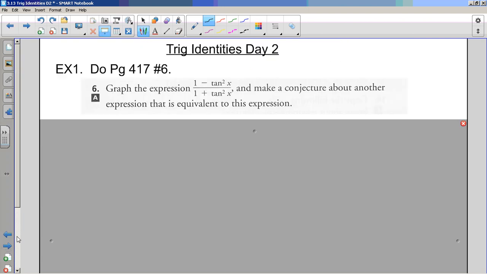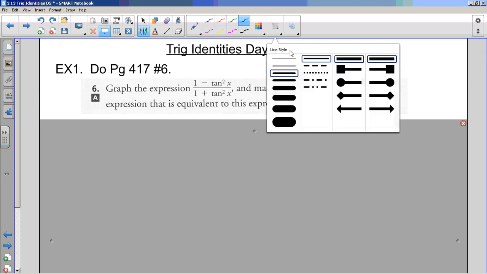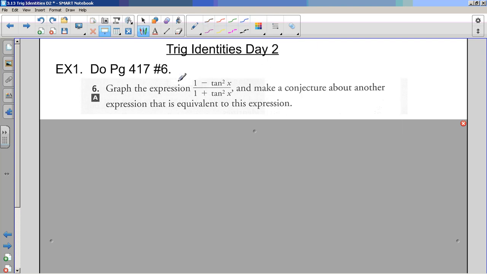The thing that we're doing today, trig identities day 2, same expectations, no new expectations. The example here is just to do one from the textbook. 417, number 6. They're calling it an application question, but this might be pretty close to a thinking question. It says, graph the expression, this big long expression, and make a conjecture about another expression that is equivalent to this expression. What the heck do they mean?